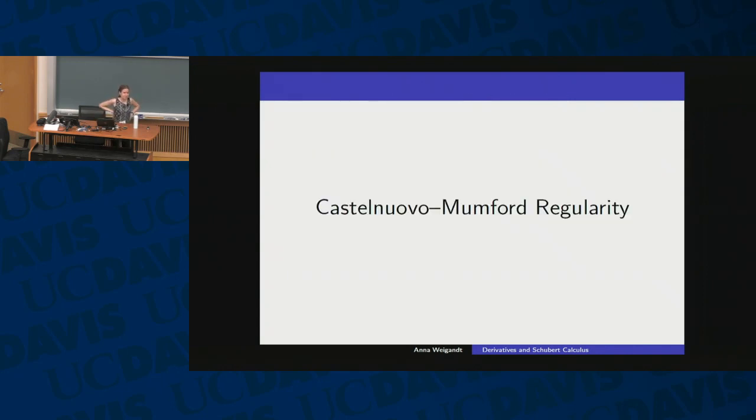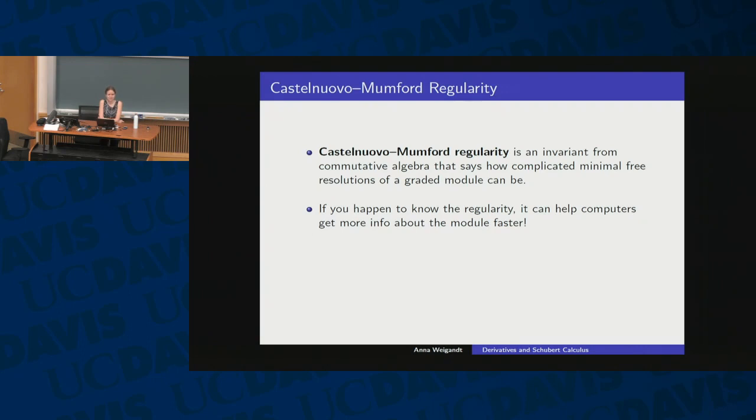So yeah, we have a new tool, we want a new application, and this got us thinking about this thing coming from commutative algebra called Castelnuovo-Mumford regularity. Okay, so this again could be a whole different talk, so I'm not going to really define this rigorously for you, or at all for you, but I'm going to just tell you broadly what it is. So Castelnuovo-Mumford regularity is an invariant coming from commutative algebra that tells you how complicated minimal free resolutions of graded modules can be.